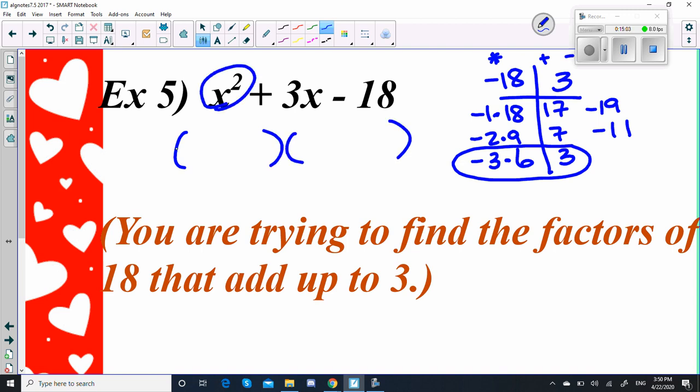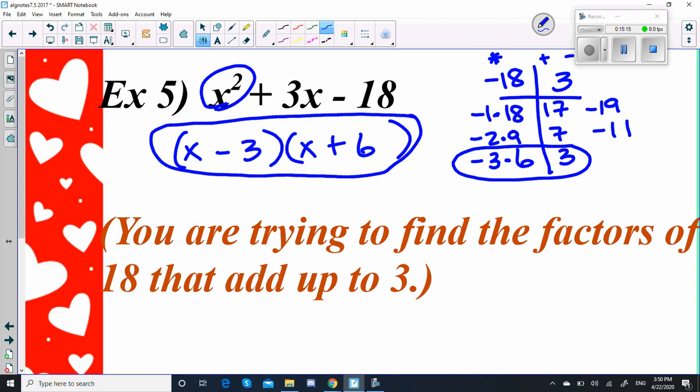Okay, so I go over here and I put my factoring parentheses. Since it's x squared, I put x and x in the front position in both parentheses. And then I use these numbers we came up with here. So this is minus 3 and positive 6. This is the answer. I hope you got it. If you did, you need to give yourself a pat on the back. Nice job. All right, let's try another one, number 6.